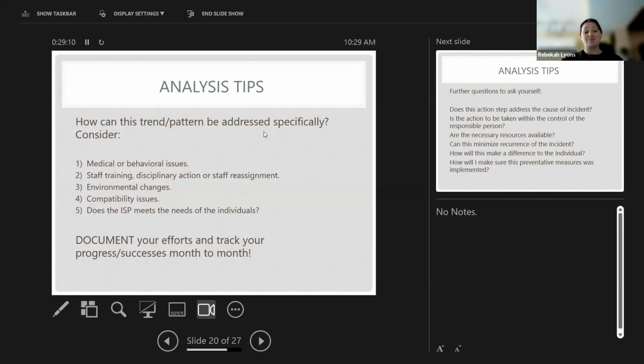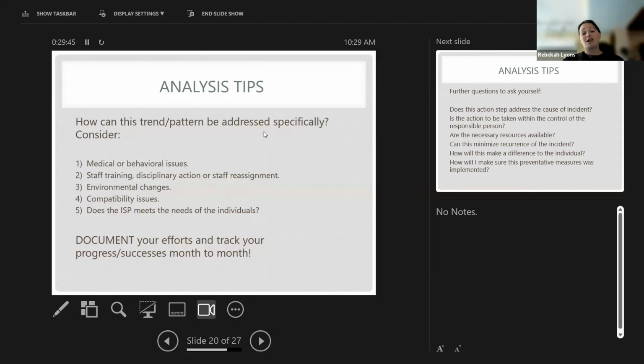And lastly, does the ISP meet the needs? This would be something like a program implementation error where the ISP is not being followed regularly or consistently, but it turns out the person really doesn't need those supports. Maybe you're very short-staffed and you can't get staff to this house regularly. Maybe the team can consider some other options while we're getting through this crisis. Maybe there's some remote supports that could be put in place. So all of those things are things to consider with the team and see what we can do better.